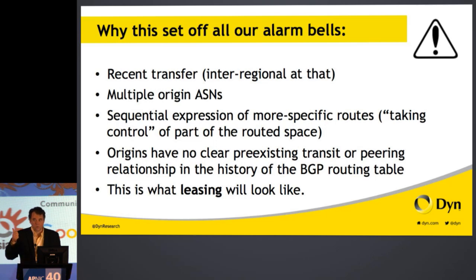So again, why did this fall through my algorithms and get flagged as one to put in the slides? A recent transfer from the ARIN region to the APNIC region. Origin ASs were different for the big and the small. There were sequential announcements, meaning they didn't all happen on the same day. They didn't have the same transit providers, although they did have very similar geography.